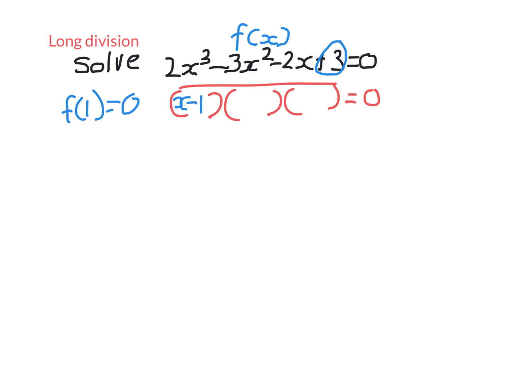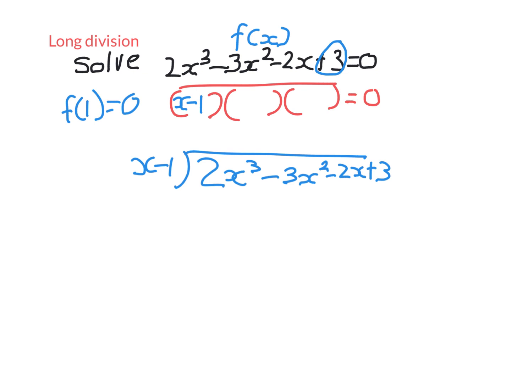So how do I find these other factors? Well, I need to use either polynomial long division or synthetic division. So using polynomial long division, I go x minus 1 into f(x), which is this one here.